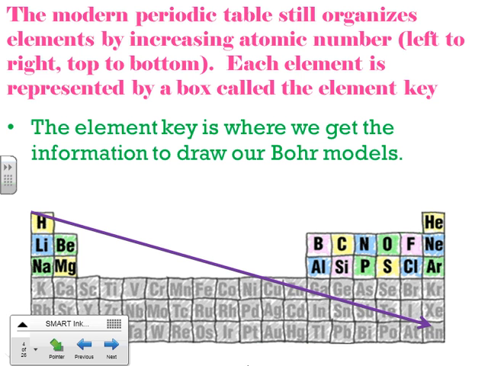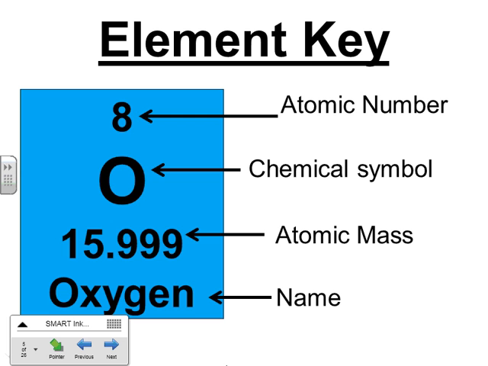Each element is represented by a box called the element key. The element key is where we get information about that element so we can draw our Bohr models. Here's an example of an element key using oxygen. The top number, 8, is our atomic number. Right below that we have the O, which is our chemical symbol. 15.999 is our atomic mass. And at the very bottom we have the element name.